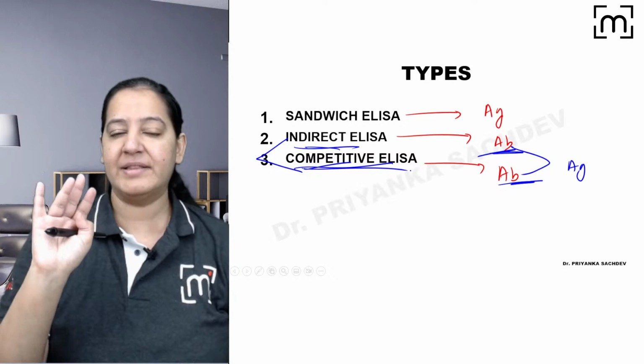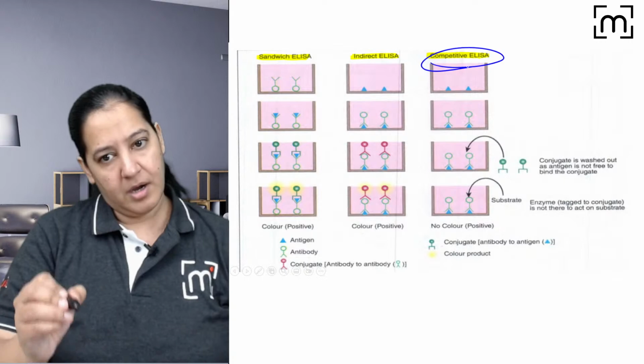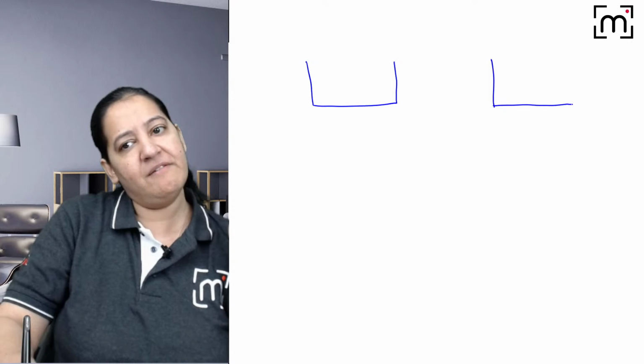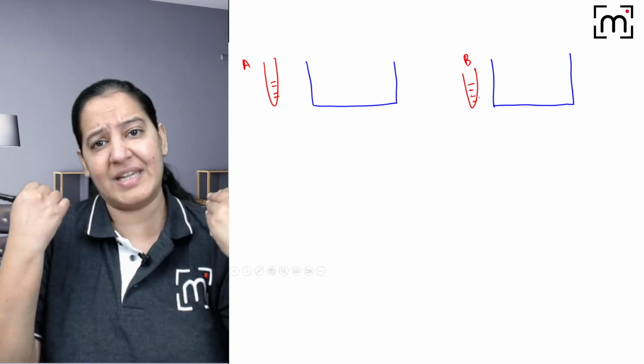Let me explain to you. The first thing, competitive is again for antibodies, right? So let me explain just a second. This is competitive. I will draw the diagram as usual. So let me draw the two wells. As usual, we will draw two wells, one for positive sample, one for negative sample. Imagine I'm having two wells and two samples. This is my patient A and this is my patient B. Imagine patient A is positive, B is negative, but I'm suspecting HIV in both of them. Maybe I'm wrong. Maybe I'm right.